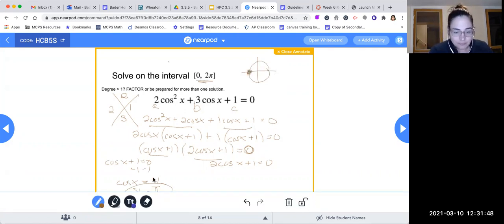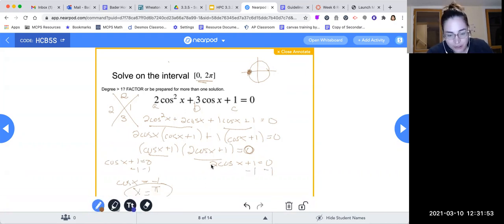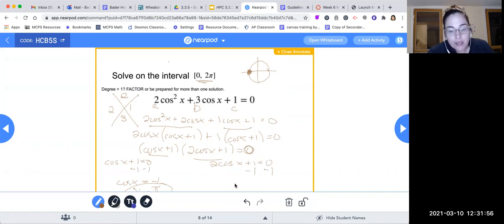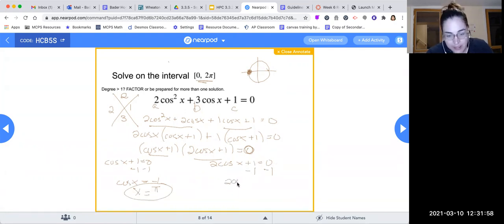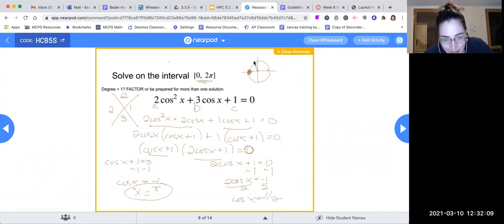Because if you're going one revolution around from 0 to 2 pi, this is the only spot where you have a cosine of -1. Okay, and then for this next factor, 2 cosine of x plus 1 equals 0, subtract 1, subtract 1. So I have 2 cosine of x equals -1. Now I'll divide by 2. So cosine of x equals -1/2. Okay, so cosine of x is -1/2 up here at 2 pi over 3. And it's also -1/2 here at 4 pi over 3. So x is equal to 2 pi over 3 and 4 pi over 3.